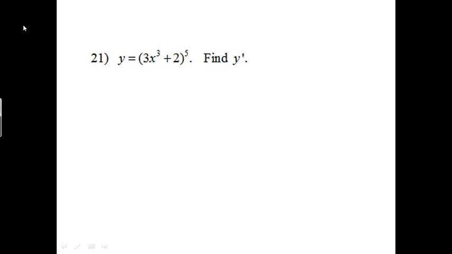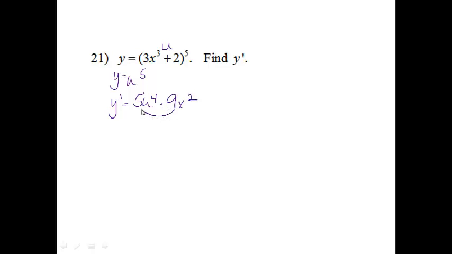21, find y prime. Alrighty, since there are parentheses, we're going to go ahead and do a u substitution. So I'm going to let this be u, so we'll just actually have y equals u to the fifth. And then when I go to take the derivative, I will get 5u to the fourth times the derivative of u, and the derivative of u would be 9x squared.